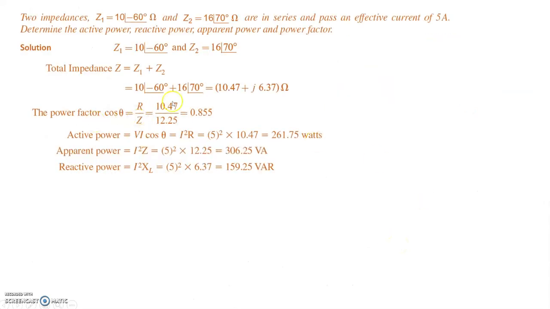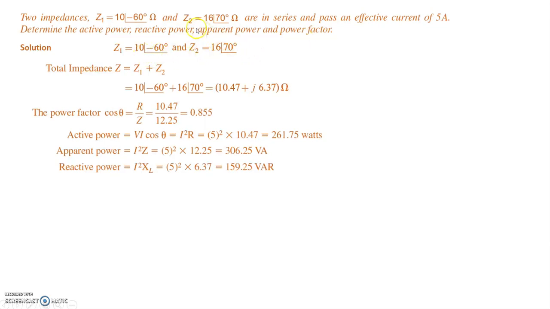Okay, so another small problem can be taken up at this stage. On power and power factor of the circuit: two impedances Z1 and Z2 are in series and pass an effective current of 5 amperes. Determine the active power, reactive power, apparent power, and also the power factor of the circuit.